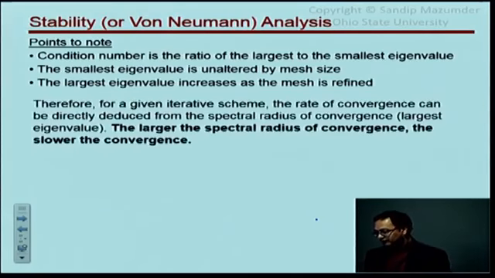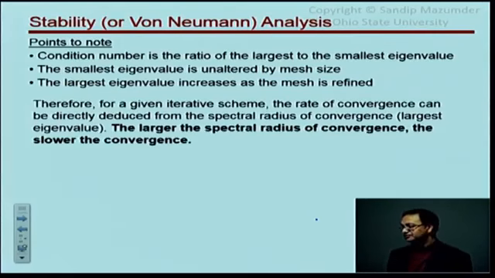the larger the spectral radius of convergence, the slower the convergence for a given iterative scheme. So if I'm looking at solving the same problem using Gauss-Seidel, let's say, if one of them gives me a larger spectral radius, then that means that would also be slow convergence.